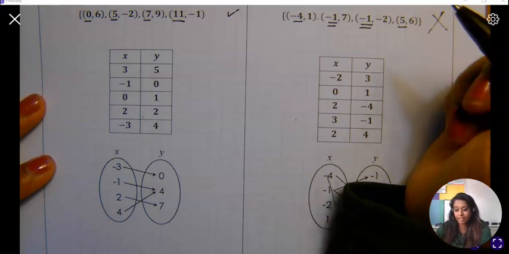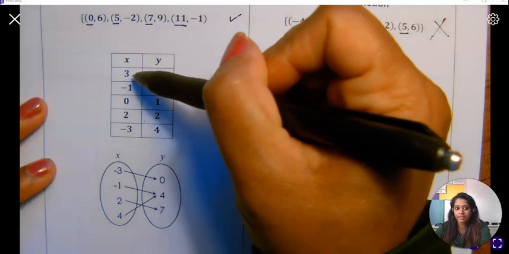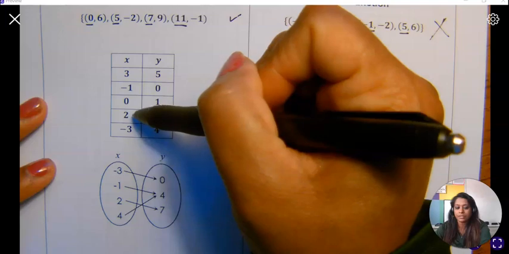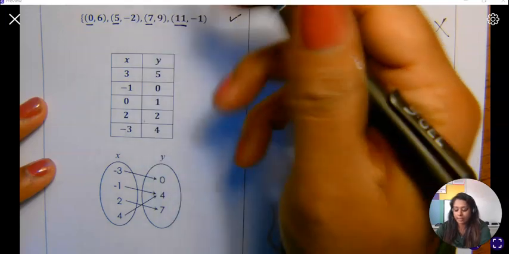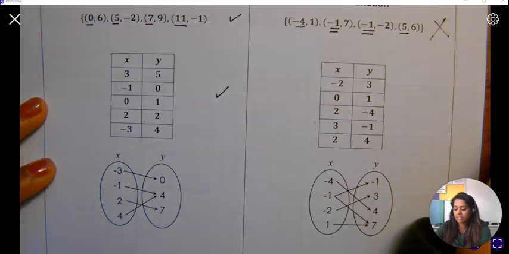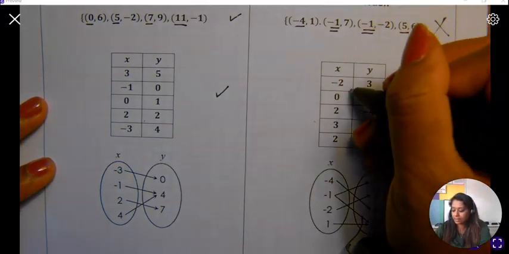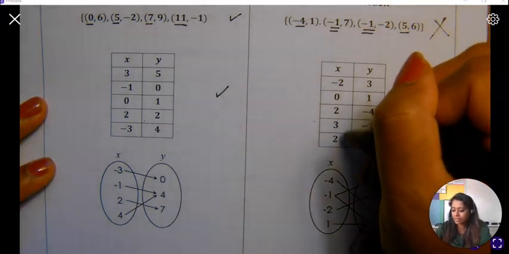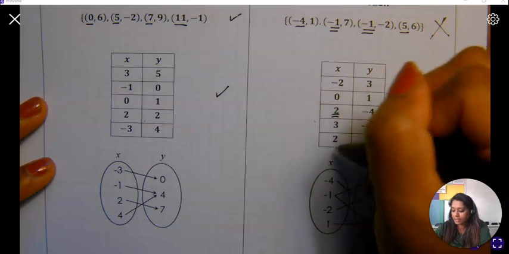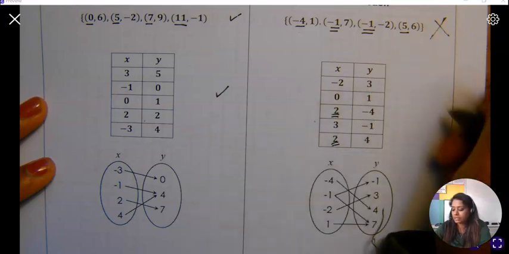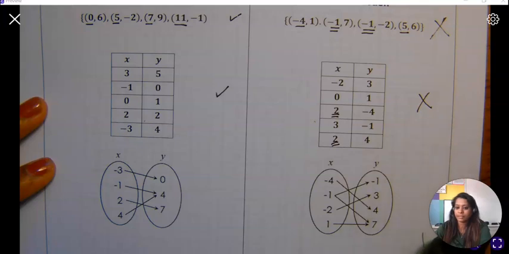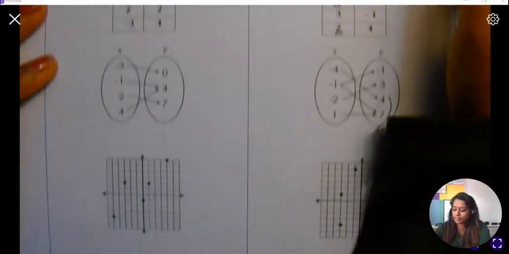When you have a table of values, you're going to just look: -3, -1, 0, 2, and -3. Nothing is repeating, so this is a function. But when I look here, -2, 0, 2, 3, and 2 again, 2 is repeating. So this is not a function because 2 is repeating.